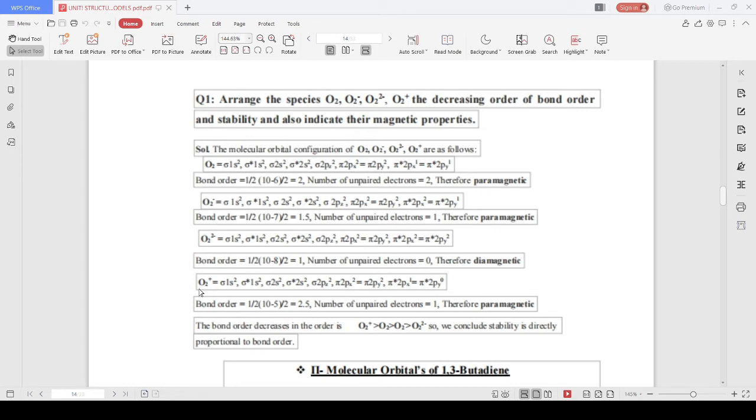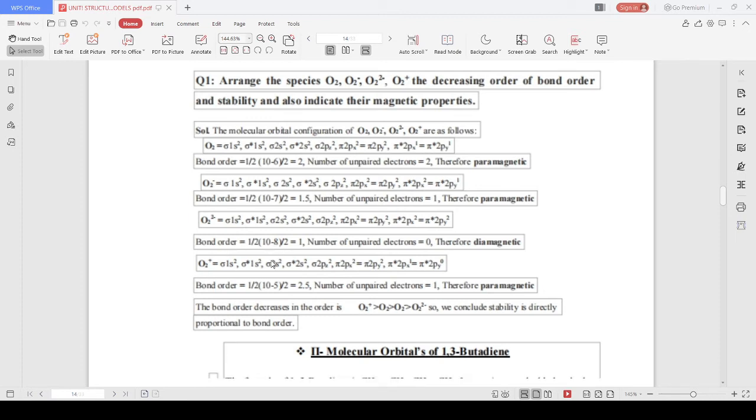Therefore, paramagnetic. The bond order decreases in the order O2 plus greater than O2 greater than O2 minus greater than O2 2 minus. So we conclude the stability is directly proportional to bond order. That is over. So it is an important question.